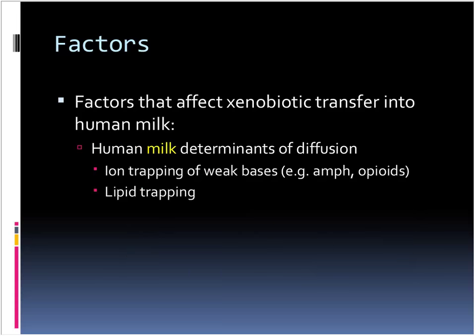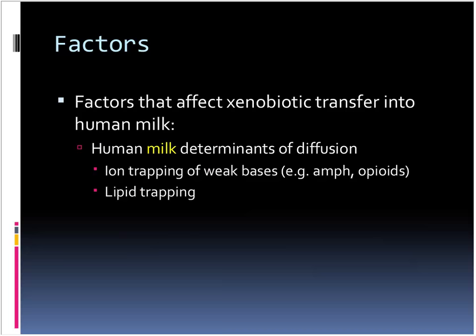Finally, there are physical and chemical characteristics of the milk itself. So the pH of human milk is lower than serum. It's 7.0 compared to approximately 7.4 for serum. So things that are weak bases, things like amphetamine or opioids, can actually accumulate in milk because of ion trapping of those weak bases in the milk. And so you might have a situation where, although it's simple diffusion, the drugs actually accumulate in the milk at higher concentrations than they are in the capillary.